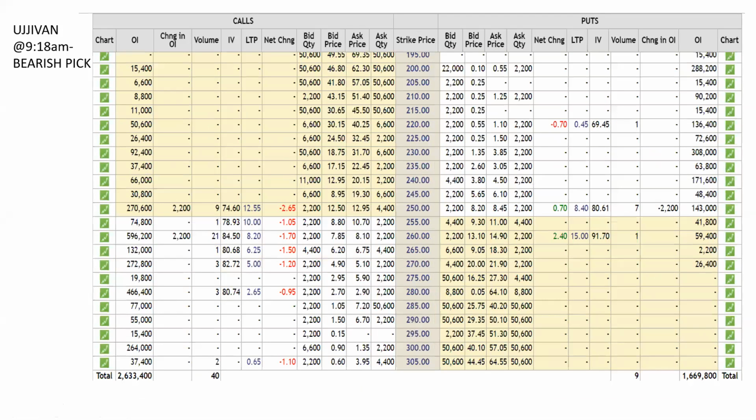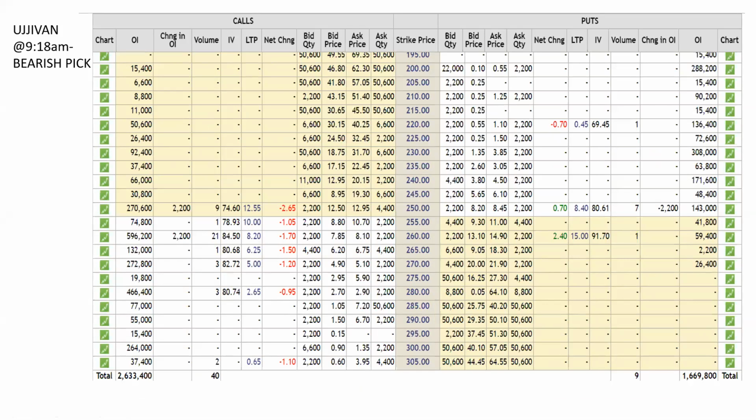So what about Ujjivan at 918? Can anybody tell me where is the support for Ujjivan and where is the resistance for Ujjivan? Correct.